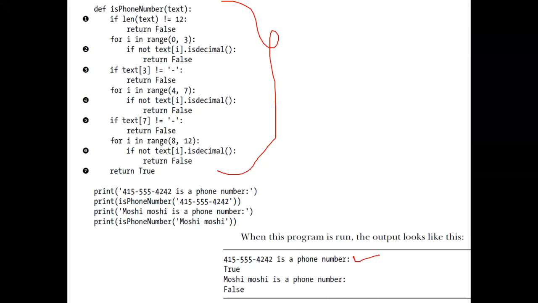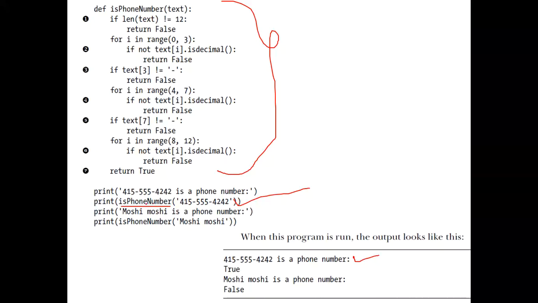After that we are going to call this function. We are going to call the function isPhoneNumber, and for that we are passing an argument. That argument is one phone number. We are just checking whether it is a phone number or not.